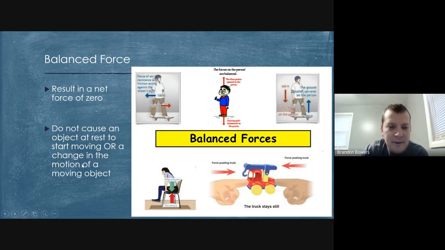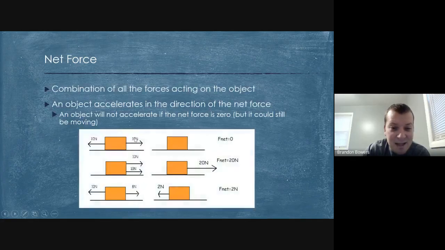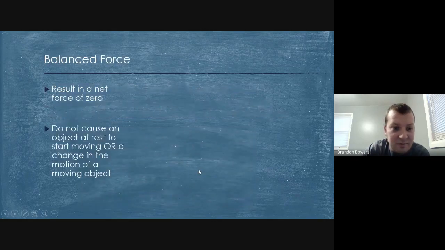Okay. So a balanced force results in a net force of 0. If everything's balanced, the force is equal to 0, and it does not cause an object at rest to start moving or change the motion of a moving object. So that's balanced. It's kind of like this box that's balanced. The other two are unbalanced because they're going to start moving.